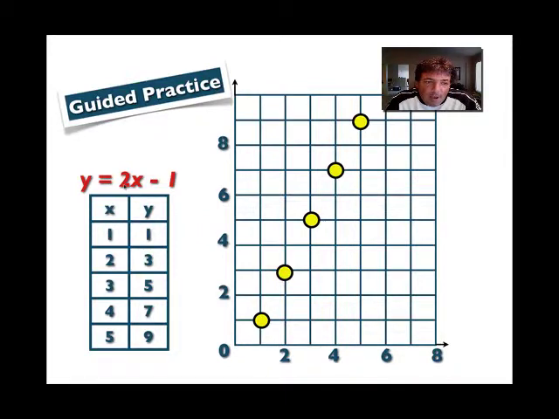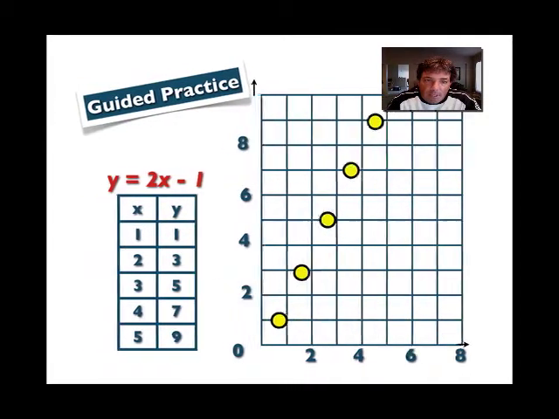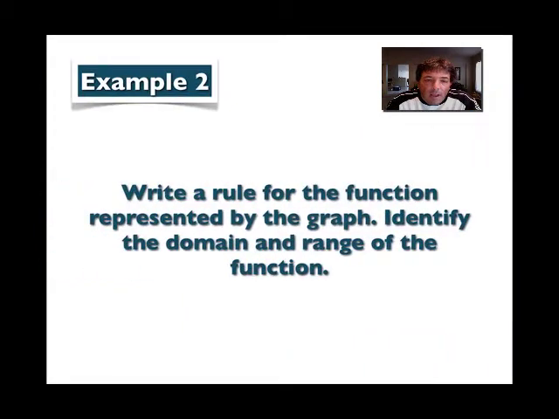So far we've talked about having a verbal rule, right? That's double the number and take away 1 or something like that. Then we have the equation, or the rule. We can make a table, and we can put the function in a graph. So there are 4 different ways, or 4 different representations, of the function that we're dealing with. Okay. Now we're going to go backwards.